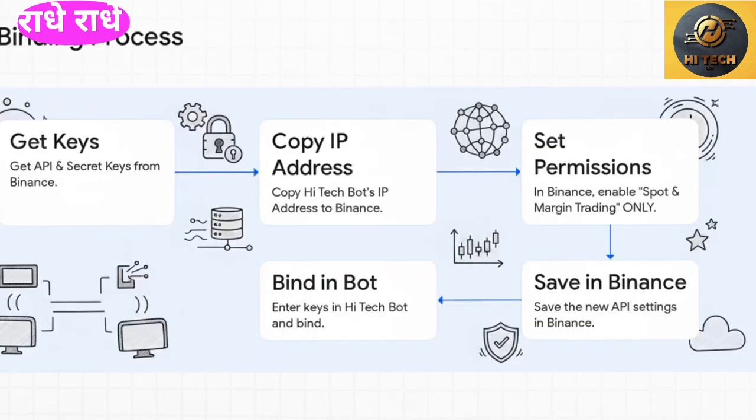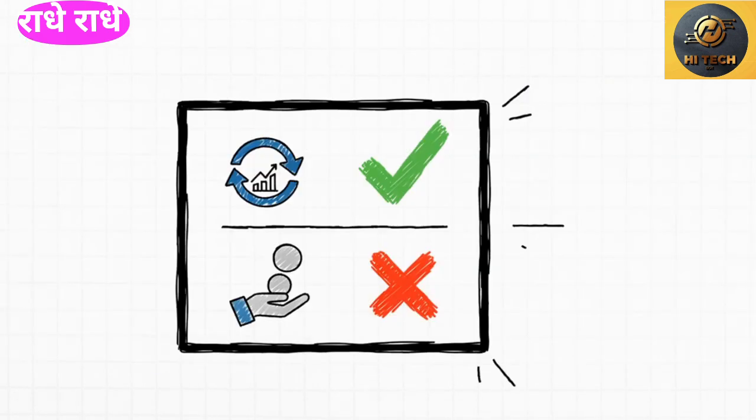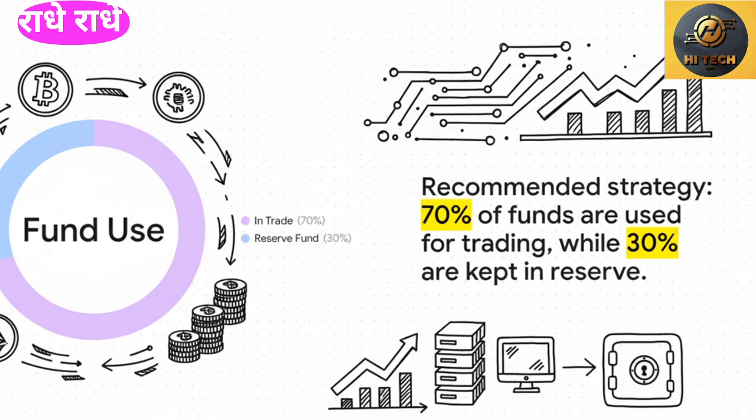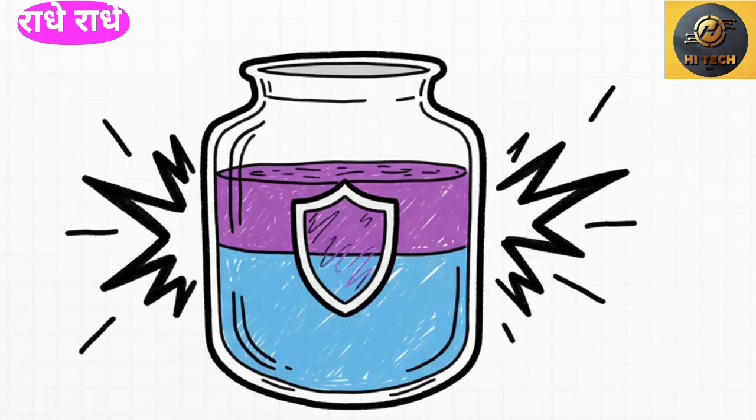It all comes down to the API binding process. You're basically giving it permission to connect. And this is key. The bot can only trade. It has absolutely no permission to withdraw your funds. So how does it trade? The recommended strategy is to keep 30% of your funds in reserve. That 30% reserve is your safety net. It's there to handle big market dips and manage risk.